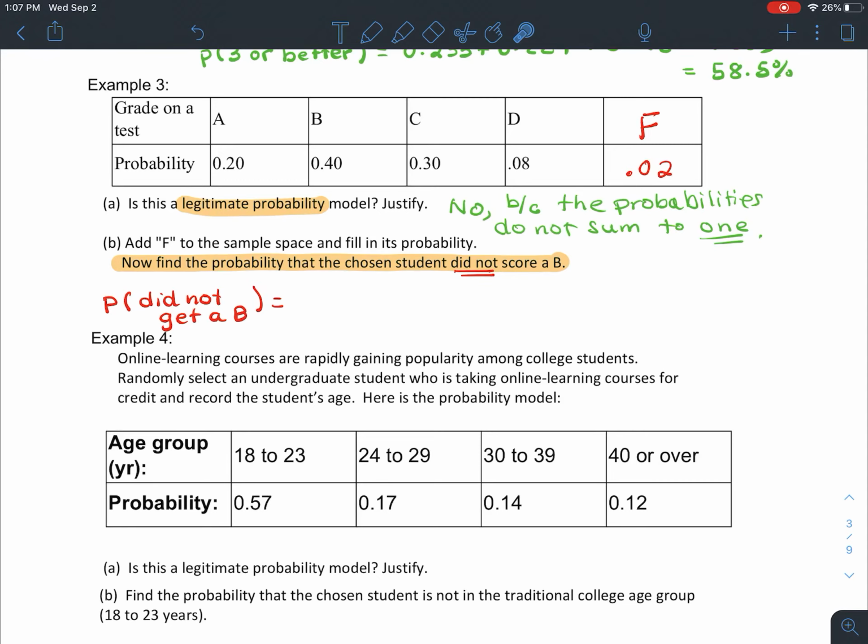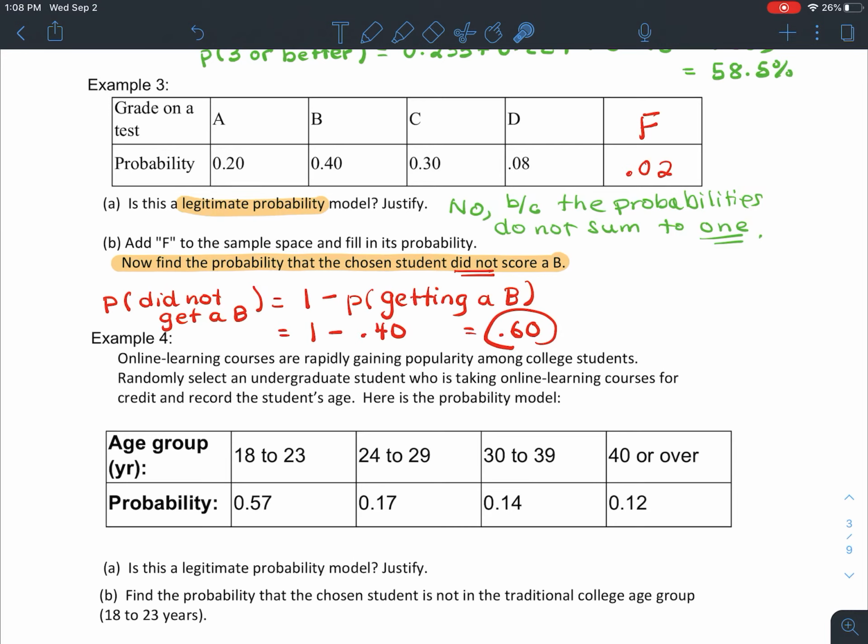Now remember what we said earlier. If you find the probability of an event not occurring, that is the complement to the event occurring. The probability of an event plus the probability of the complement to an event always add up to 1. So I could say the probability that they did not get a B would be the same thing as 1 minus the probability of getting a B. So that would be 1 minus 0.40, or 0.60.